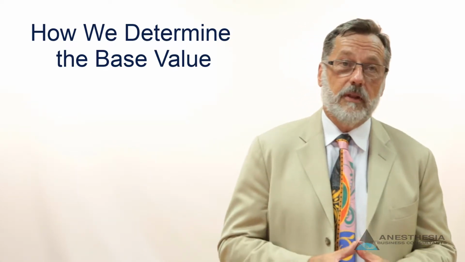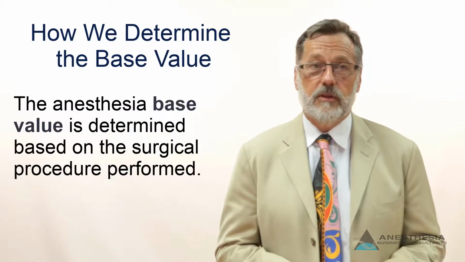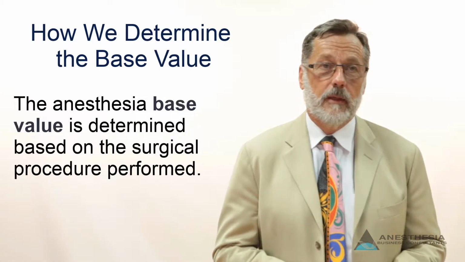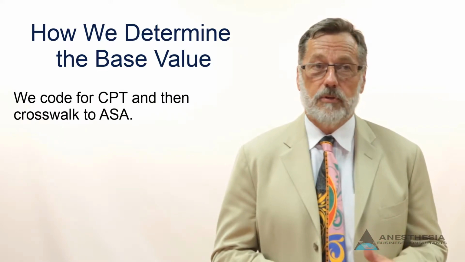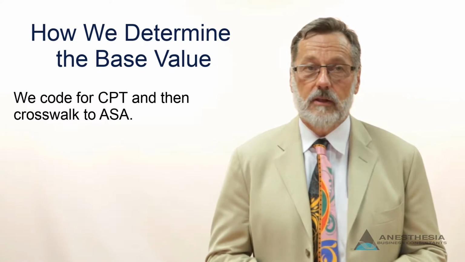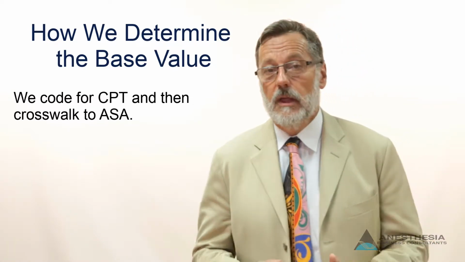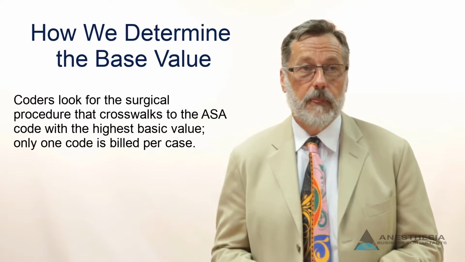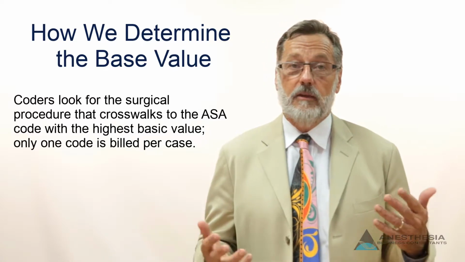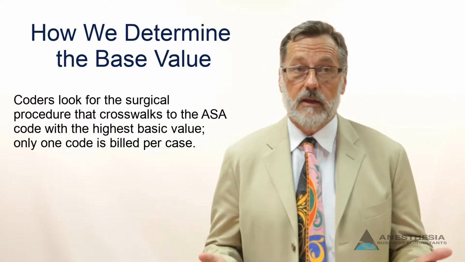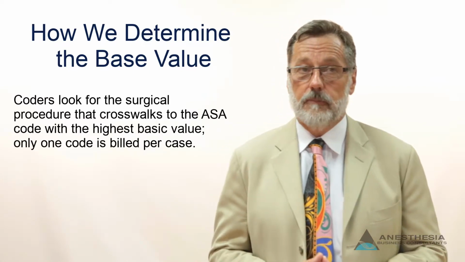The first step in the coding process is the review of the surgical procedure performed. Coders need to confirm that the description provides adequate detail so that they can determine both the surgical CPT code and the ASA code. Coders review the anesthesia record and, if applicable, the charge ticket carefully to ensure that they can correctly code the case.